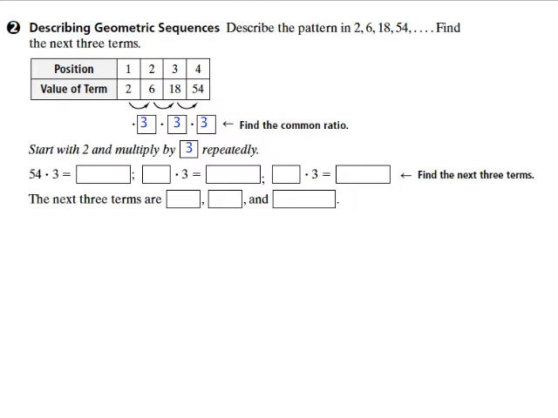Well, 54 times 3 is 162. 162 times 3 is 486. And 486 times 3 is 1,458. So the next 3 terms are 162, 486, and 1,458. Pause the video if you need any more time to copy down this example.